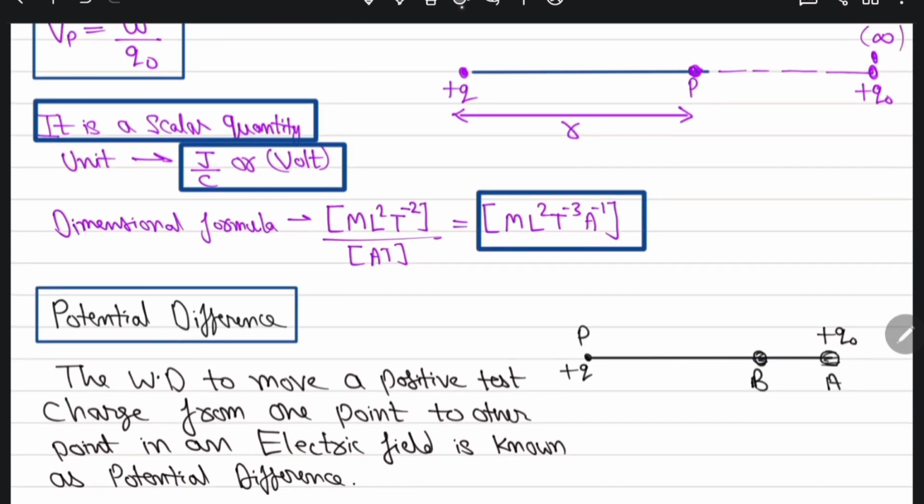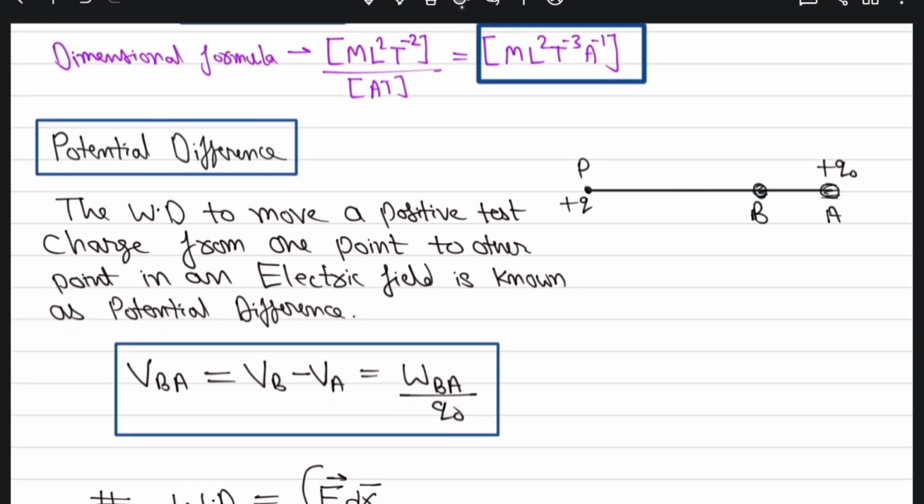Now I can define potential difference. The work done to move a positive test charge from one point to another point in an electric field is known as a potential difference, and electric potential is work done per unit positive test charge from infinity to that point against the electric field without accelerating.